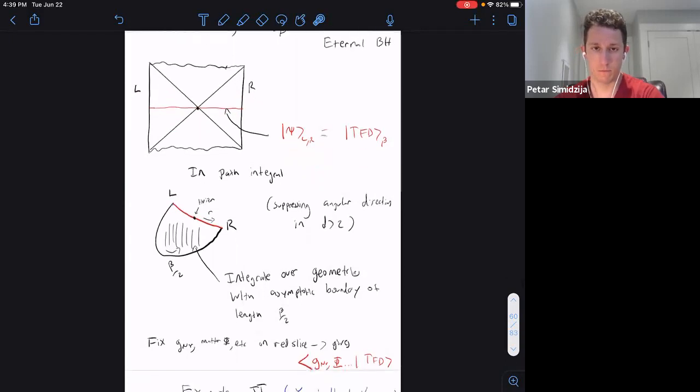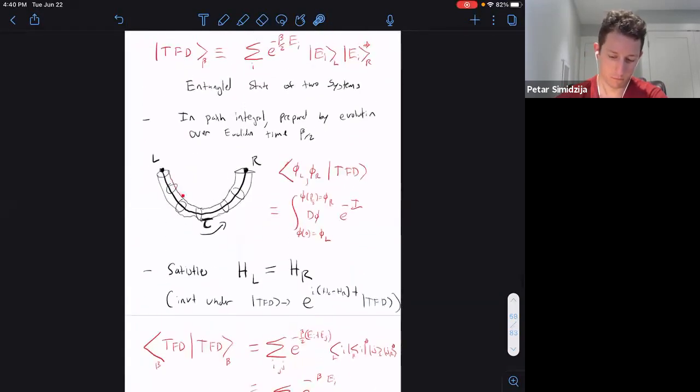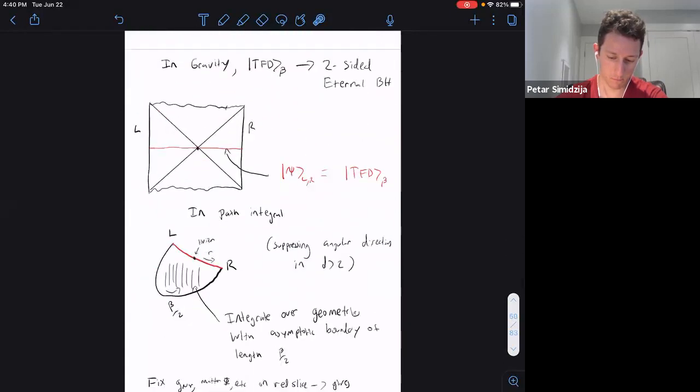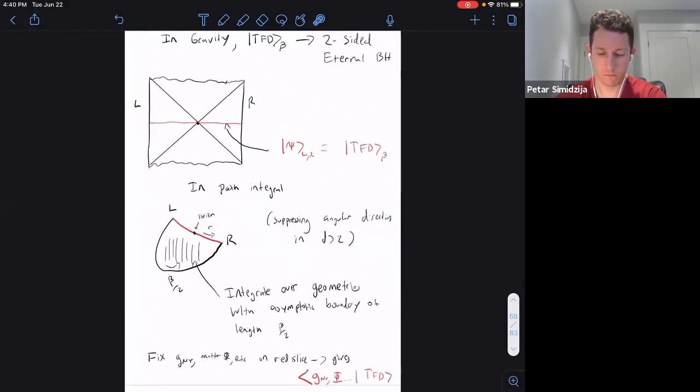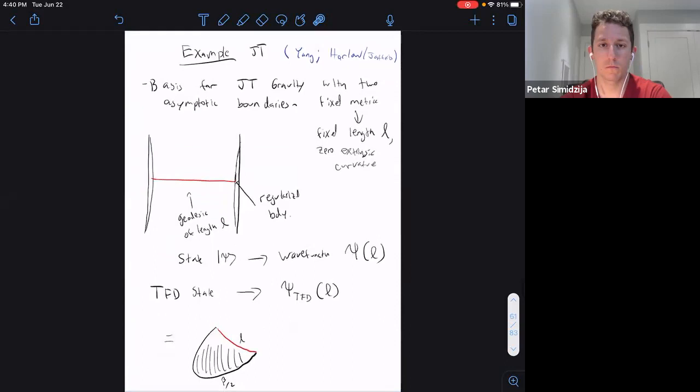And then furthermore, the wave function of this thermal field double state, I told you how to compute it generally in quantum mechanics using a path integral like this. But in gravity, the bulk state, its wave function can be computed using this picture where the boundary has a length beta over 2, but we integrate over whatever's going on in the bulk here. So I'm going to tell you now how this does work specifically in JT gravity.